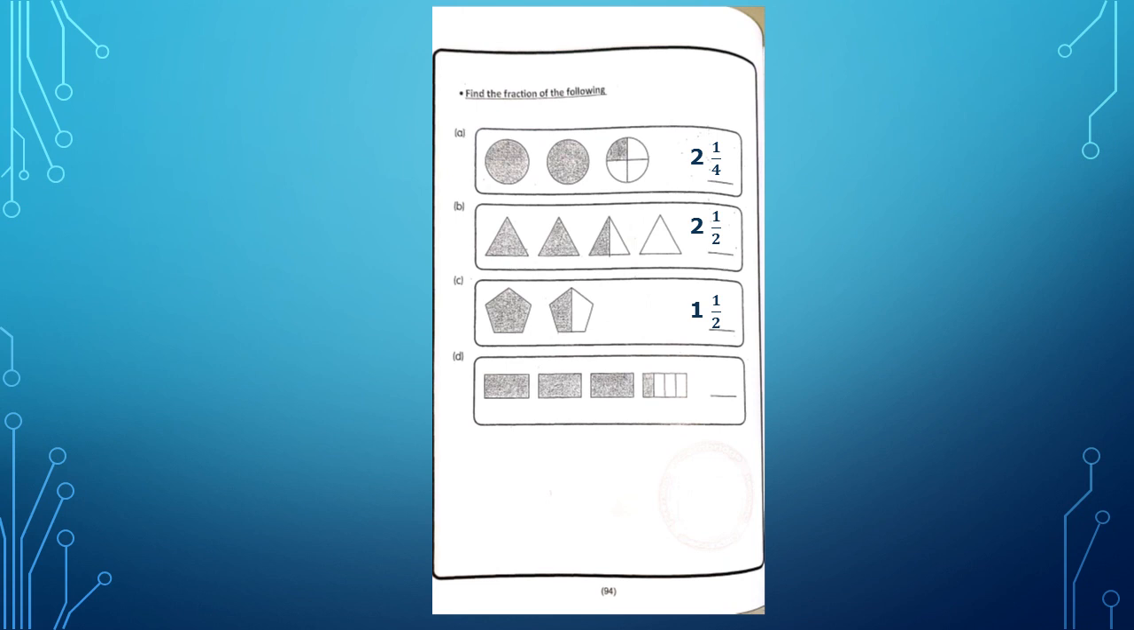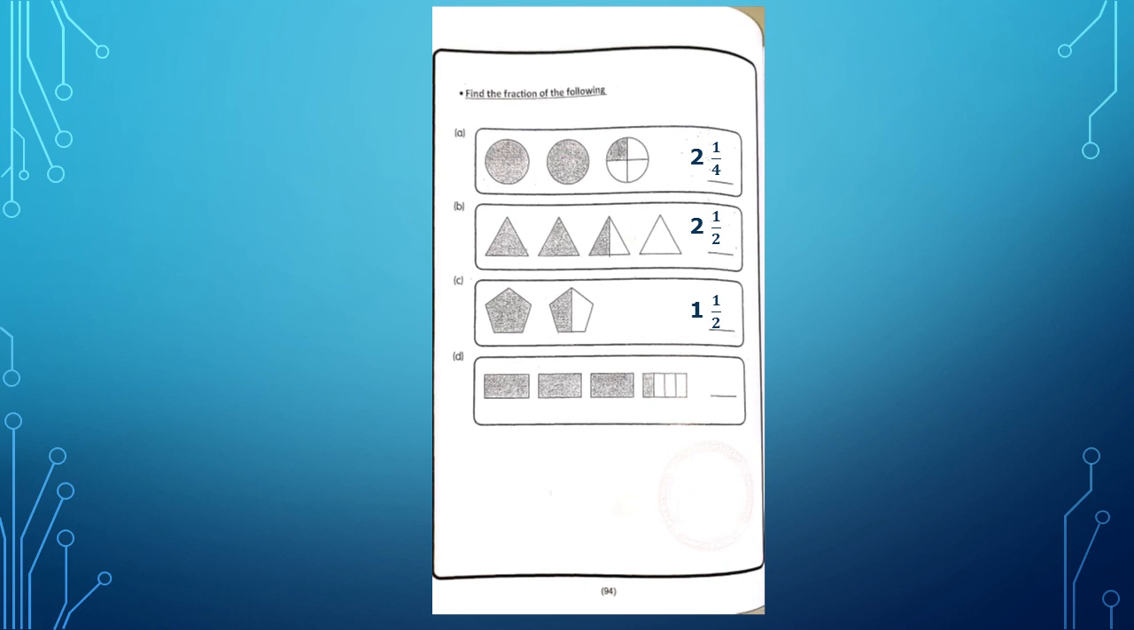C. I have two shapes, one of them completely shaded and the other one divided into two parts, one of them shaded, or half of the shape is shaded. So the mixed number will be 1 and a half.